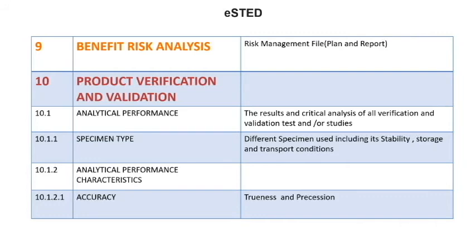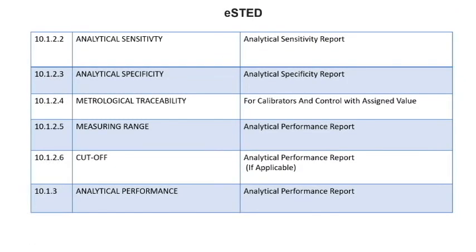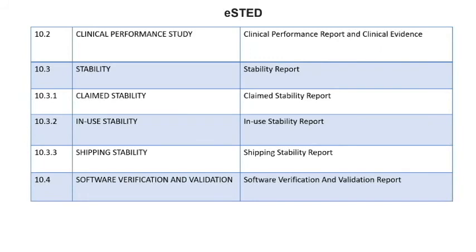Analytical performance. Specimen type: the different specimen types that can be analyzed, including their stability, transport condition and storage condition, need to be mentioned. Analytical performance characteristics. Accuracy: report containing trueness of measurement and precision of measurement, describing repeatability and reproducibility of the studies. Analytical sensitivity report. Analytical specificity. Metrological traceability for the device containing calibrator and control material with the assigned value. Measuring ranges, cutoff, analytical performance report, clinical performance and clinical evidence, stability, claimed shelf life, in-use stability, shipping stability, software verification and validation.